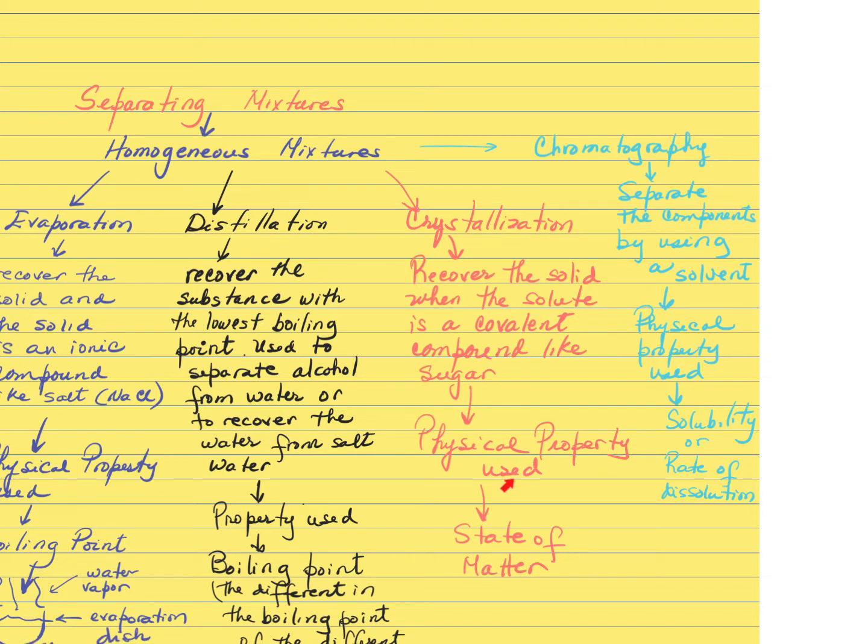What is the physical property that is used in that technique? The state of matter. Because you're going to heat, it's a combination. Crystallization is a combination of evaporation and a disruption of a state of matter, because you're going to be evaporating the liquid until you have a saturated solution. And then you're going to introduce a tiny amount of the solid that you want to recover, and you're going to disrupt the equilibrium between the solid and the liquid stage, and then you're going to be able to see all the solid coming out of the mixture.